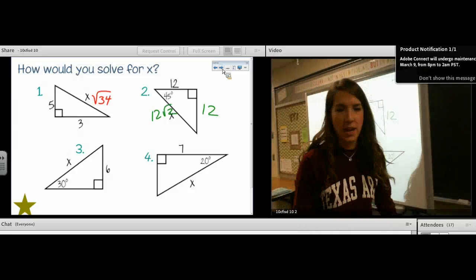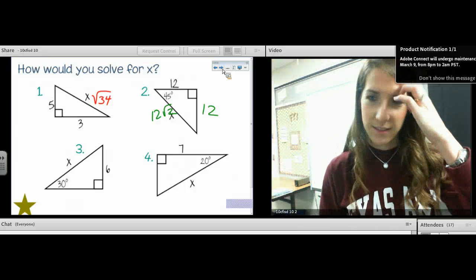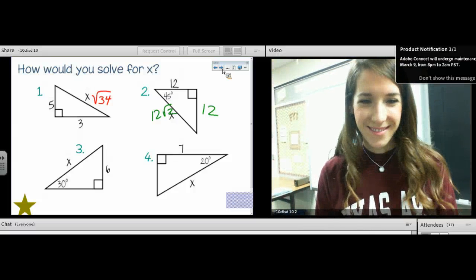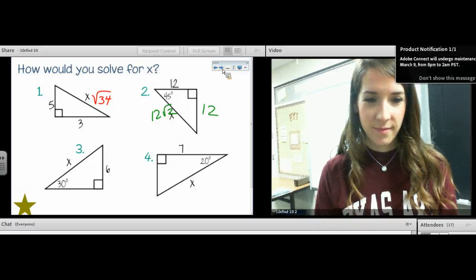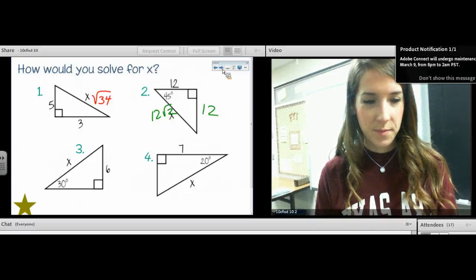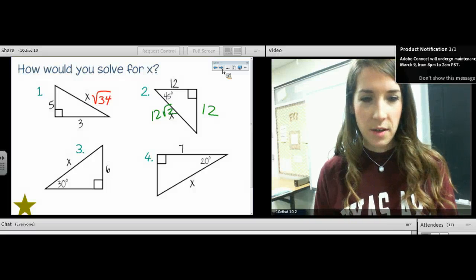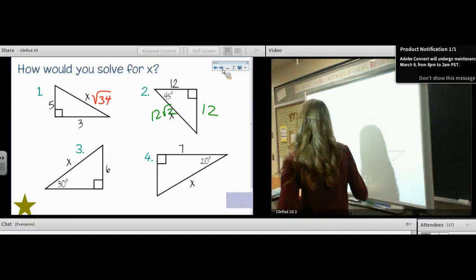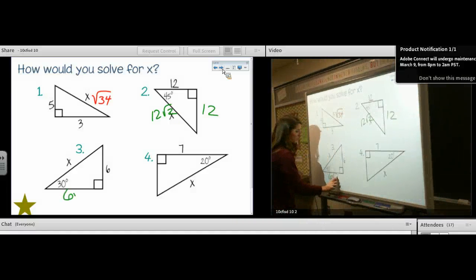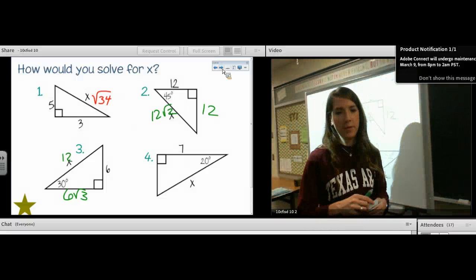Number 3, Adriana, how would you solve number 3? Very good. 30, 60, 90. 6, 6 root 3, 12.